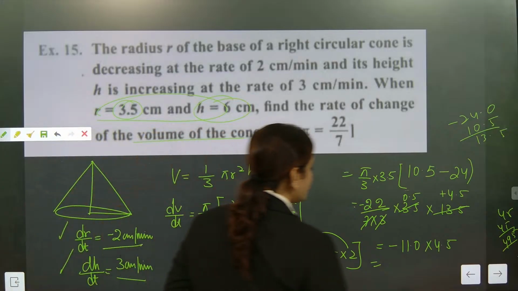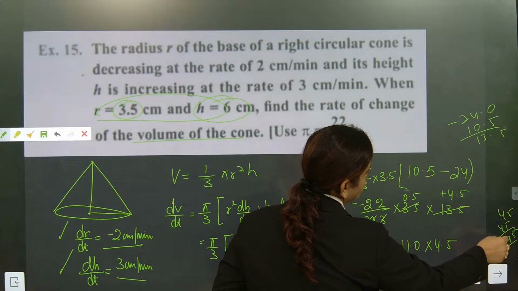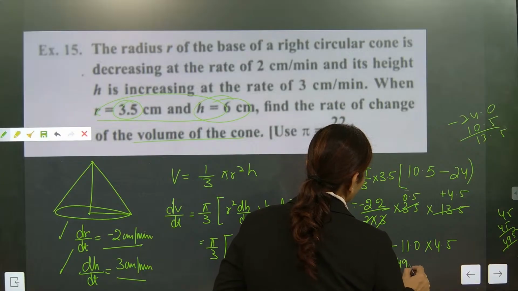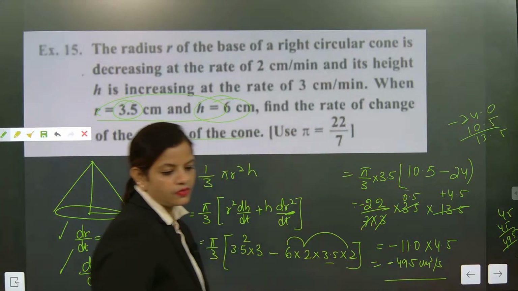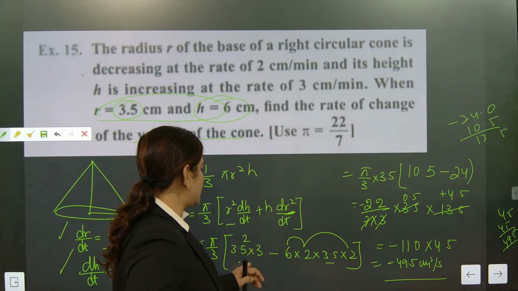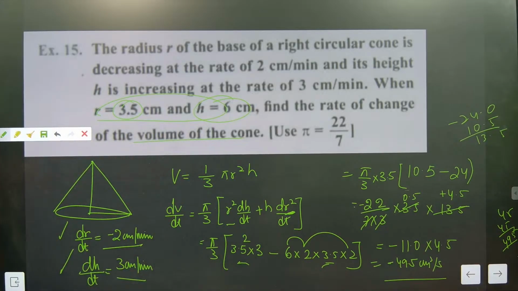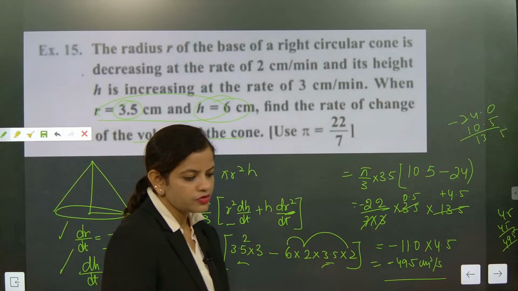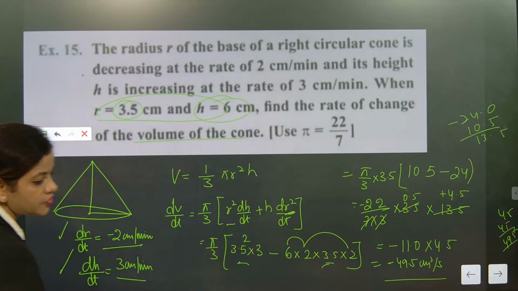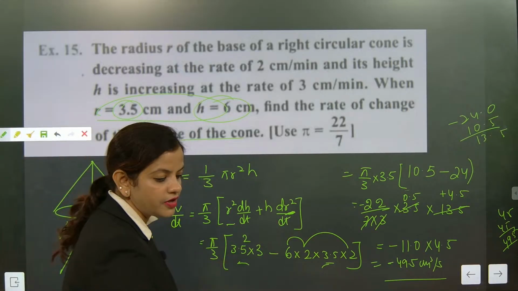The approximated value will be coming with a minus, 49.5 cubic centimeter per second. Thank you. This value is coming because 3.5 r square is there, and here 2r is there. This is exactly how it is going to be solved. We will go for the next question. Yes, Neha, that is rectified.